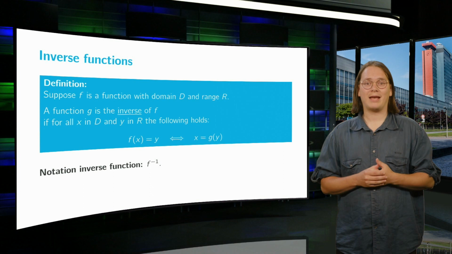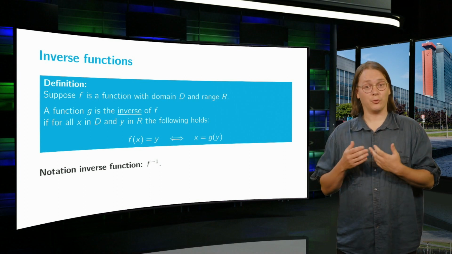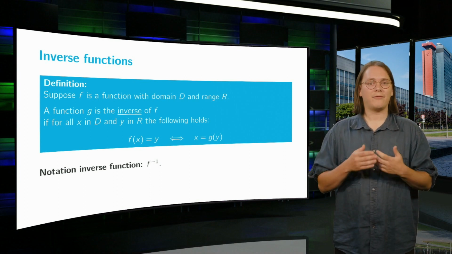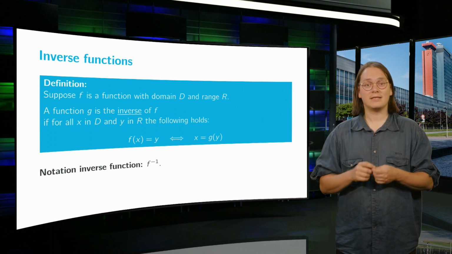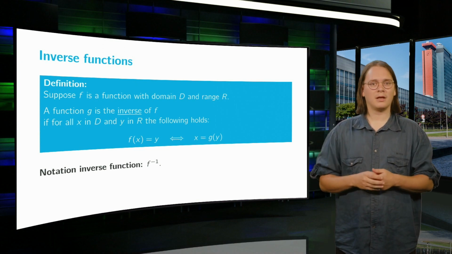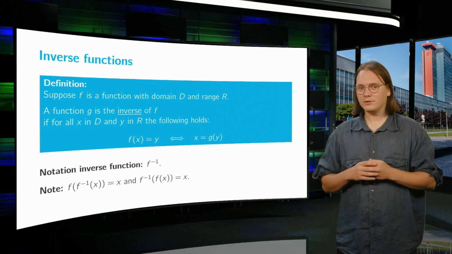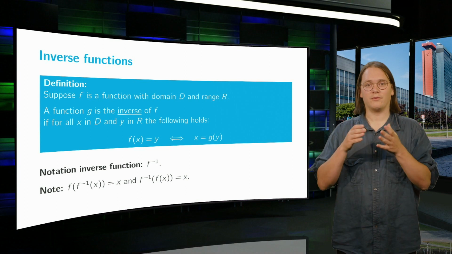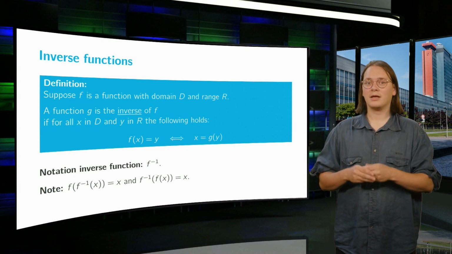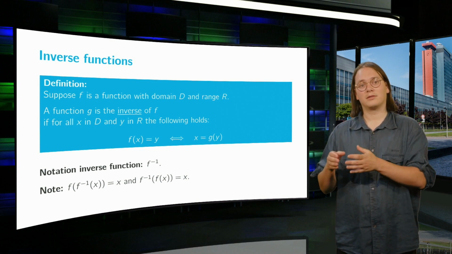If a function f has an inverse, then the inverse is unique, and so we denote it by f with a superscript -1. We say this as f inverse. In terms of compositions of functions, we find that the inverse is defined by the relations that f inverse of f of x equals x and f of f inverse of x equals x.